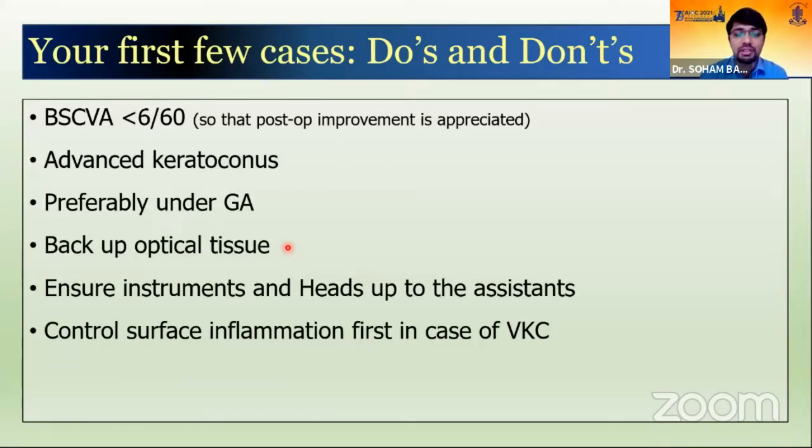Have backup optical tissue if you do not have an eye bank of your own, because anytime you need to convert, you might see that you are stuck with some low quality tissue. So it's always better to have an optical grade tissue as a backup on the table. And if it's the first few cases, make sure your assistants know that you're going to do DALK, so all the instruments are ready.